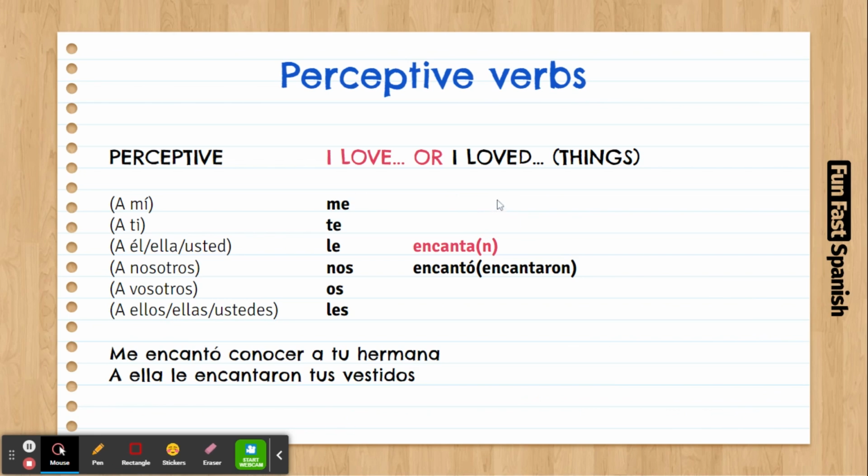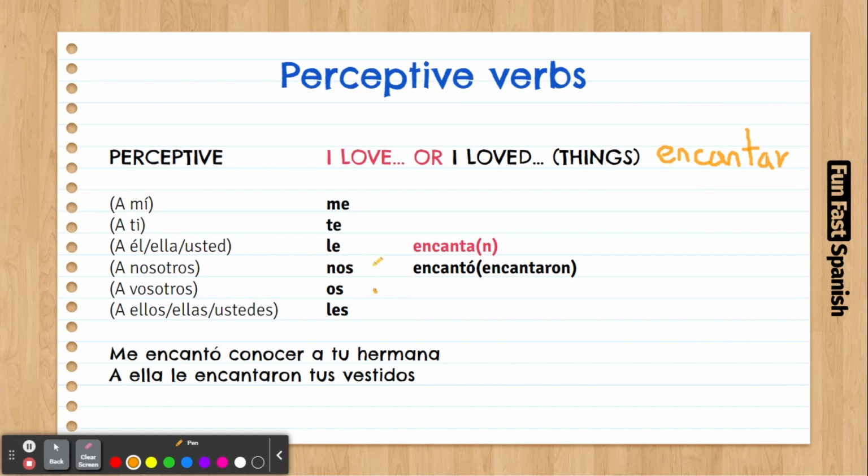So, yeah, let's have a look at another verb. To love, but things, not to love people. Remember, to love people is amar, but when you love things, when you love the food, when you love the apartment, we are going to use the verb encantar. So encantar is a verb that we use with the perceptive structure, and it's also going to be conjugated according to the thing you love, or if it's plural, or if it's in the past tense. So let's have a look at this one.